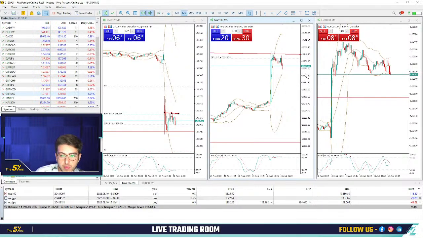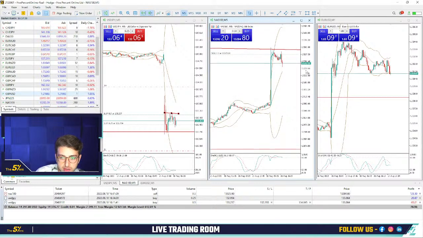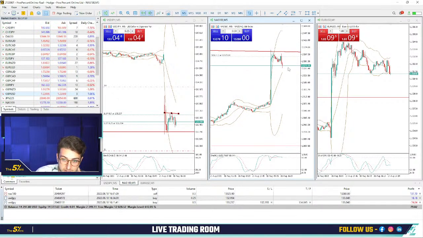So I just want to remind you of the two positions we have right now. We have a short position on the Nasdaq. We want to see a dip here. Actually, it's starting to create a bearish movement, but we want it to be stronger.